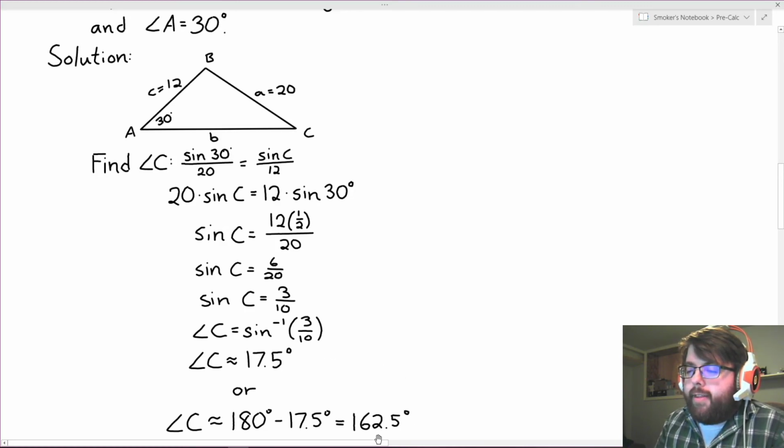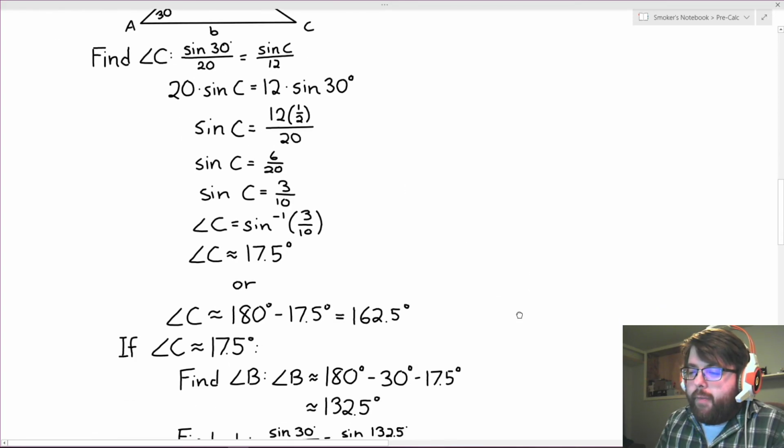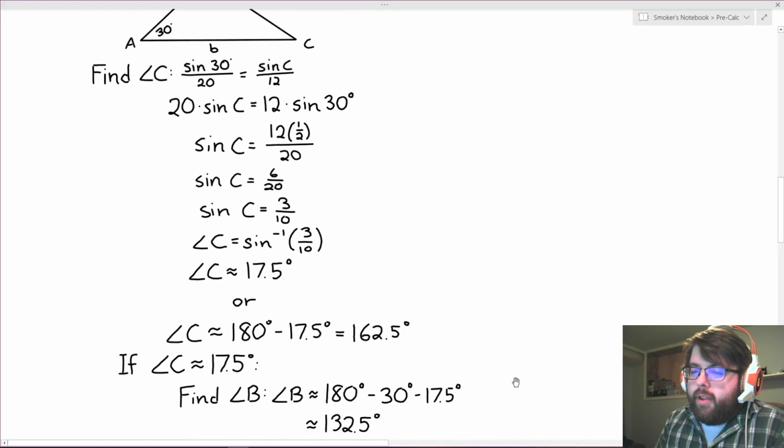The question is, is this a triangle? 162.5. And here's how we find out. Well, remember, all three angles have to add up to 180. So if this plus the other angle given is greater than 180, then we have a problem. Okay?